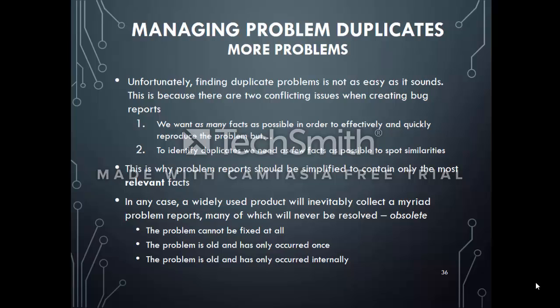In any case, a widely used product will inevitably collect a myriad of problem reports, many of which will never be resolved. And that is terrible for any developer's morale, as every day at work they have to go through a jungle of problem reports. In this vein, we introduce the obsolete state. A problem report can be marked obsolete if it can't be fixed at all, is old and has only occurred once, or is old and has only occurred internally.